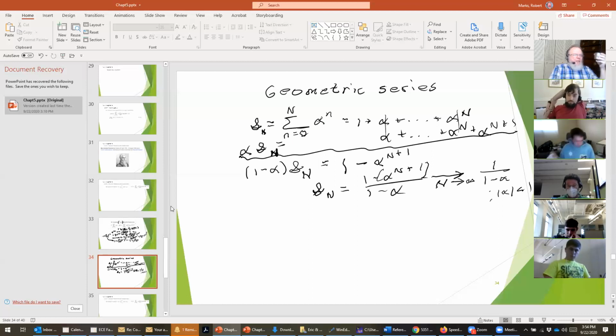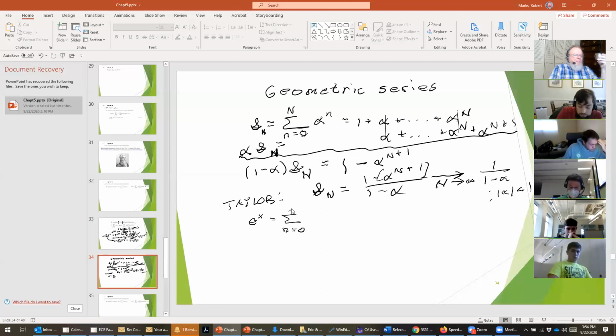Probably if you're in the math version of electrical engineering, there are a few series you should have right off the top of your belt. One is the geometric series, and another one is the Taylor series. The Taylor series for e to the x is the summation of x to the n over n factorial. It's a good one to remember.